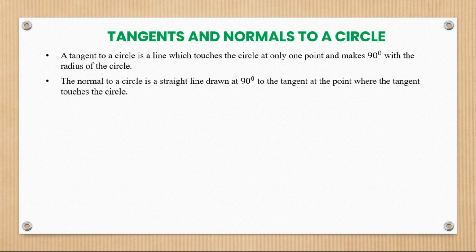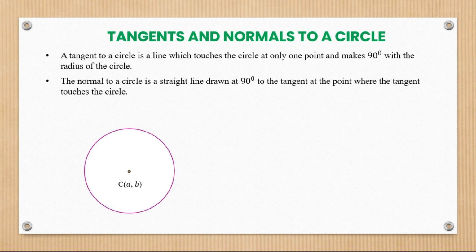And how about the normal? The normal to a circle is a straight line drawn at 90 degrees to the tangent at the point where the tangent touches the circle. So the normal is also perpendicular to the tangent. So that's how we define the normal. But now let's focus on the tangent in this case.